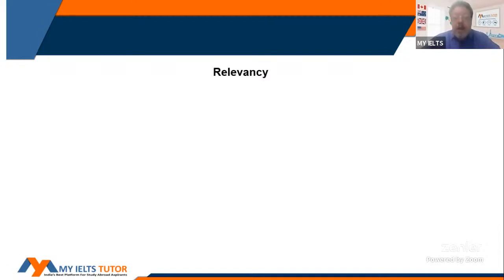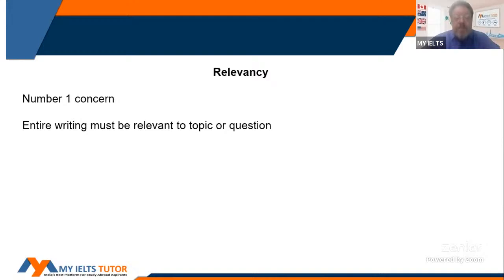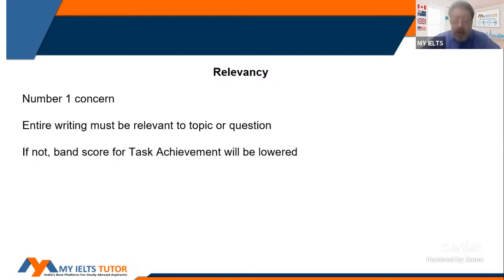All right, now relevancy, there's that word again, relevancy. This is the number one concern, okay? This is the number one concern because the entire writing must be relevant to the topic or question, meaning that everything has to be directly related to the topic or question. If it's not, your band score for task achievement will be lower, okay? It will be lower if you're not relevant to the topic.